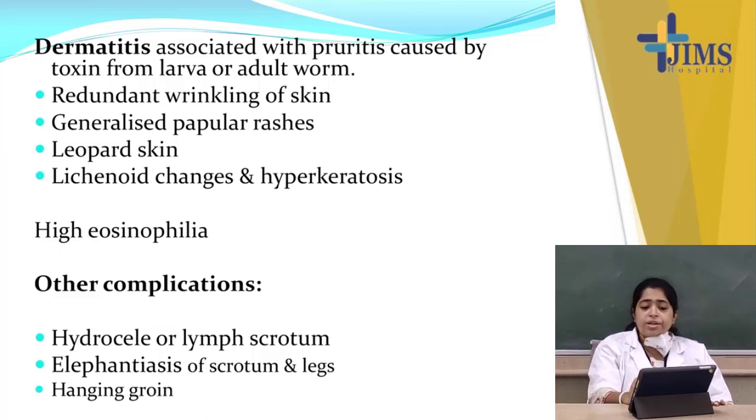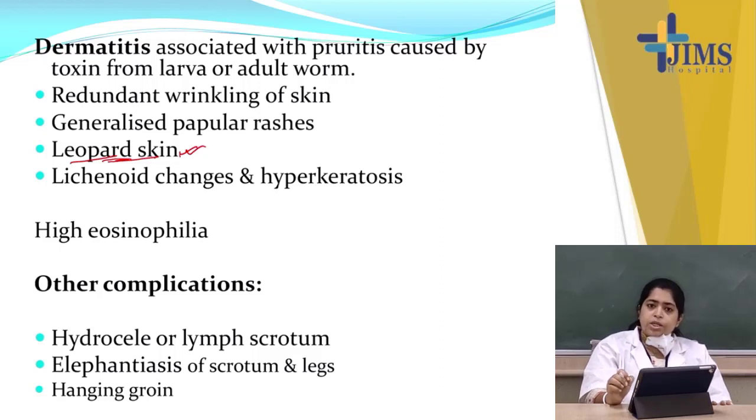There is redundant wrinkling of the skin. The skin will not be even, it will be wrinkled. The skin becomes wrinkled and there are generalized papular rashes. And leopard skin: why is it known as leopard skin? Because hyperpigmentation and depigmentation are seen, so it seems like a leopard skin. Hence the name leopard skin. And there are also some lichenoid changes and hyperkeratosis.